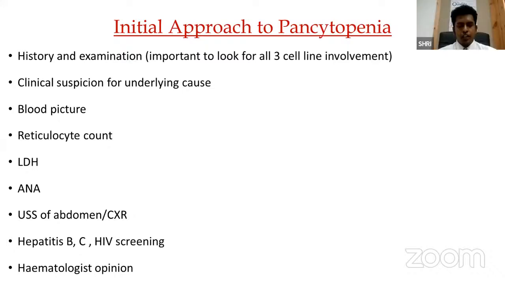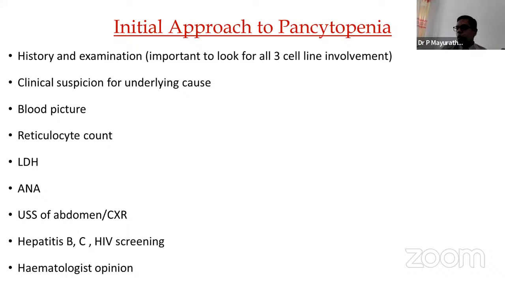Next question regarding folate deficiency and anemia. Are there any specific clinical features like vitamin B12? Almost none, there are no specific clinical features like B12 deficiency, and folic acid deficiency is very rare also.